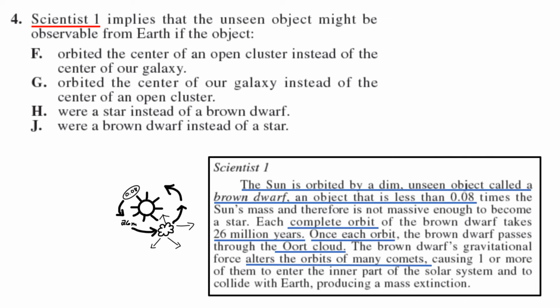Number 4, scientist 1 implies that the unseen object might be observable from Earth if the object, okay, so this one's a little bit tricky. It says it's 0.08 times the sun's mass and therefore not massive enough to become a star. So it can't be seen. So if it were a star though, it could be seen. So the answer would be H. That one's a little bit tricky to think about, but H.